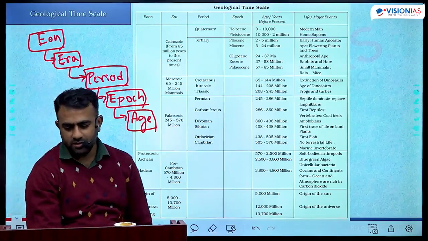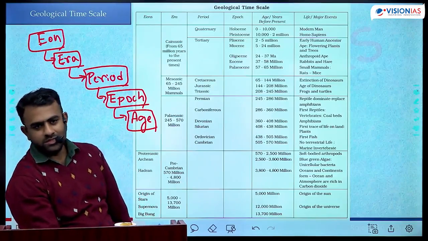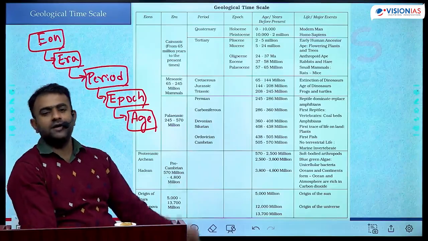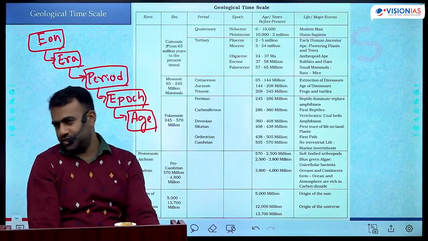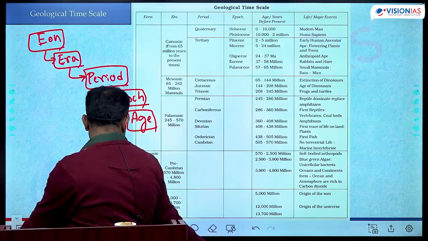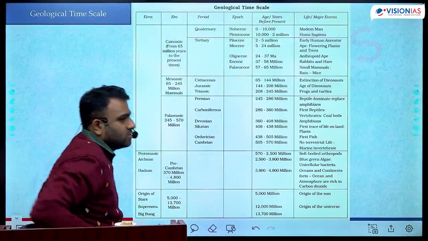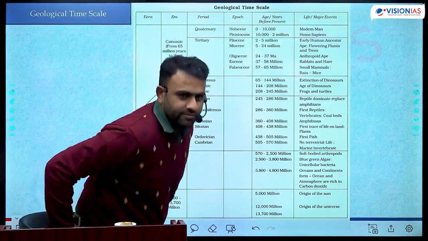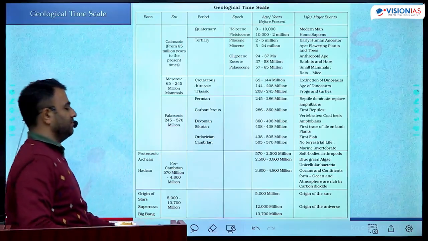Okay, पहले इसको याद रख लो. The largest division is eon. Eon is divided into era, era into period, period into epoch, epoch into age. The Earth has gone through 4 eons till now. अभी तक 4 eons हुआ है.